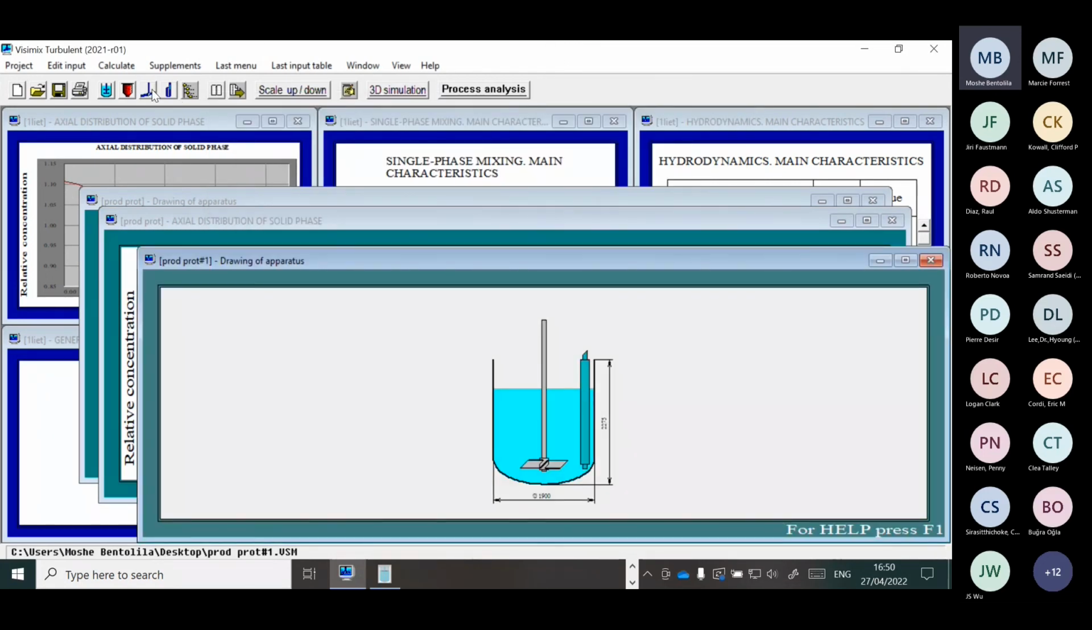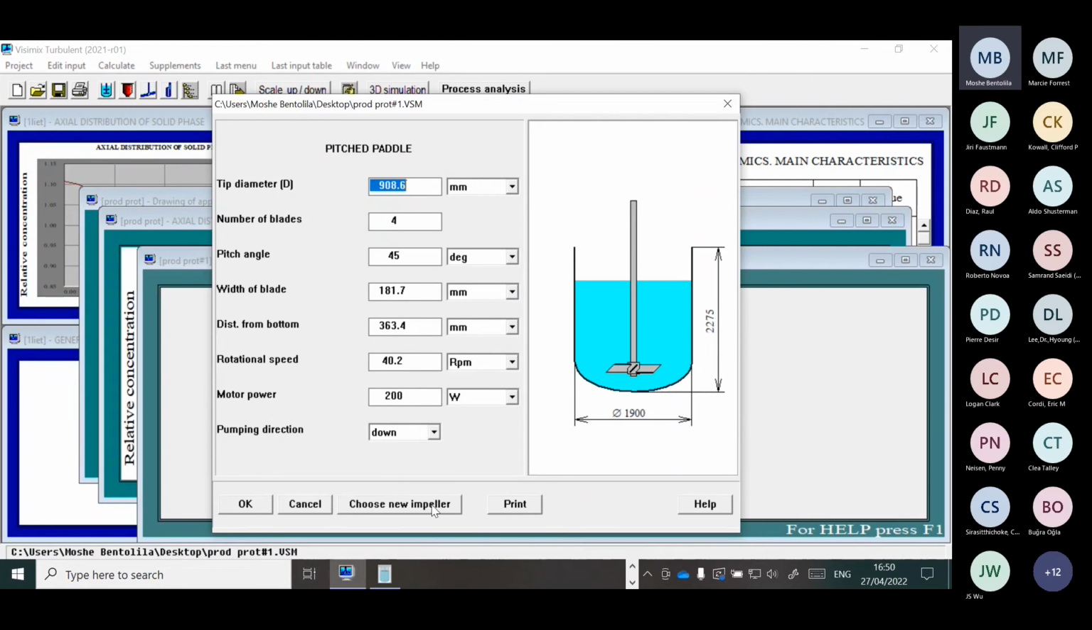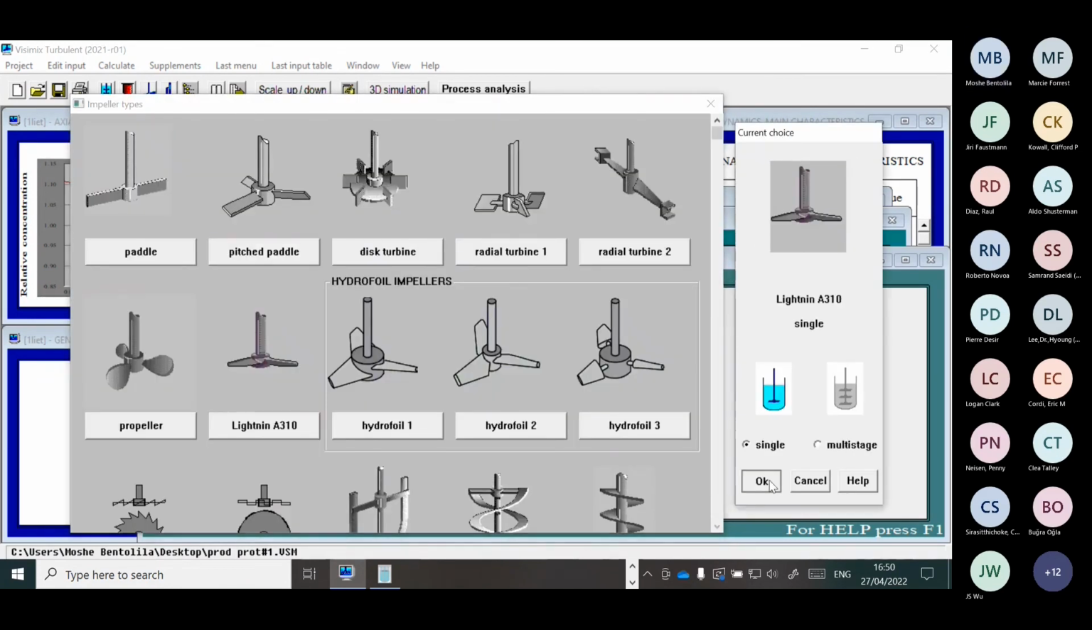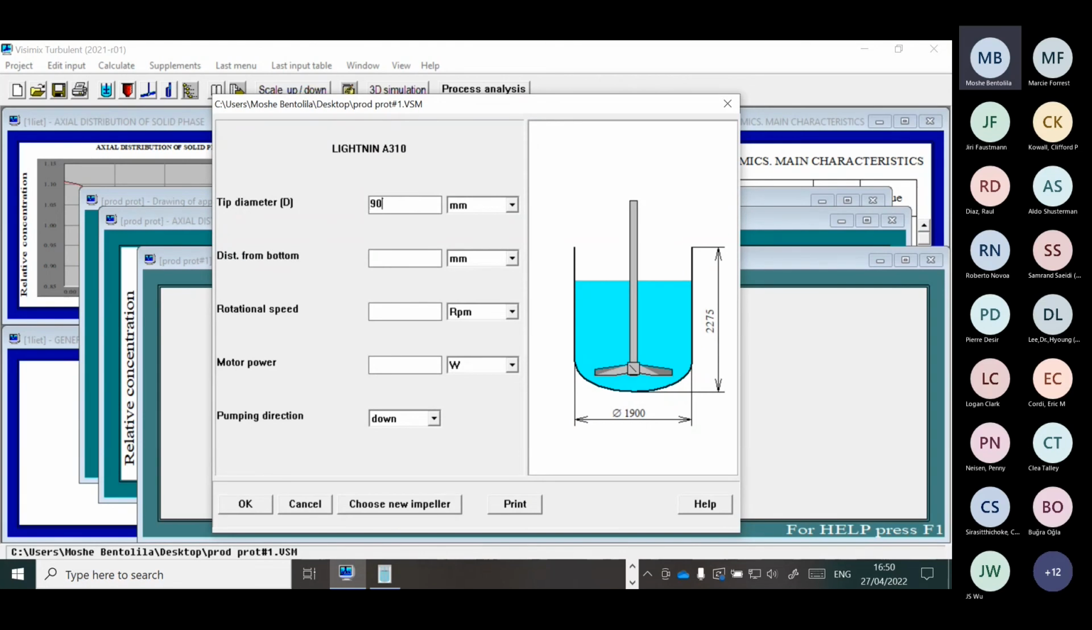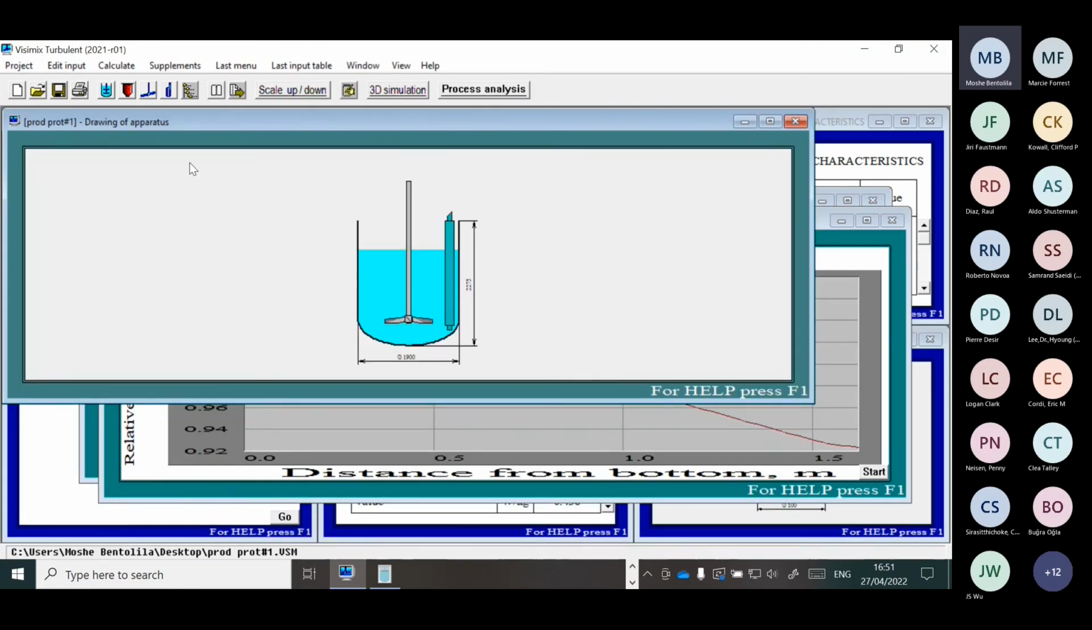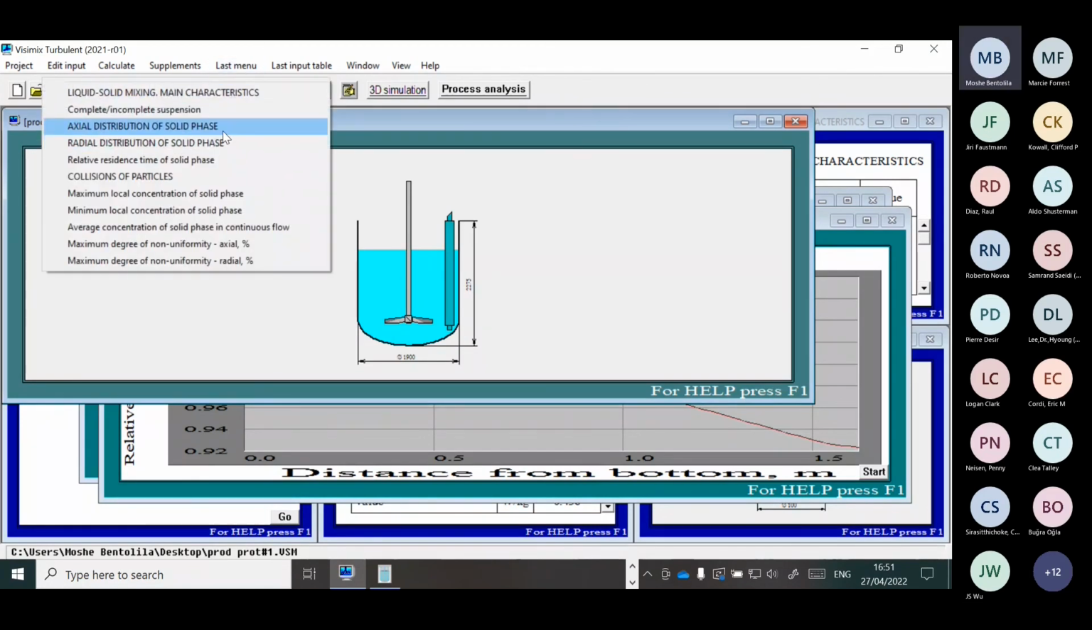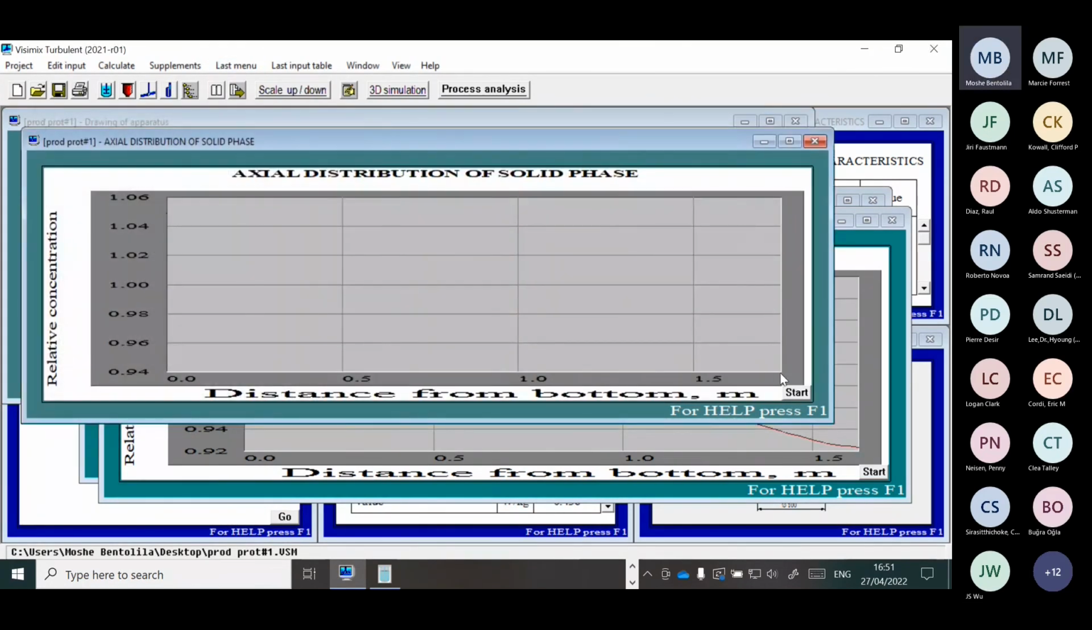And let's say that your impeller now is not like this, it is lighting. And the diameter of this lighting is about 900, distance from the bottom 450, and you are able to apply 120 RPM, no more than this, okay? This is the maximum one. And you have a good motor, okay? So now this is the real situation. What you need to do is only to come to the solid distribution and to see, oh, we have a better situation. We have 5%, and we have no notification about the solids in the bottom. So it seems to be okay.